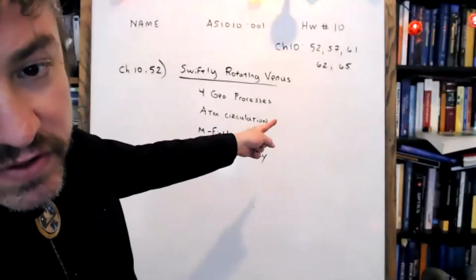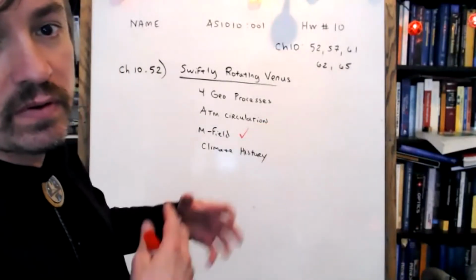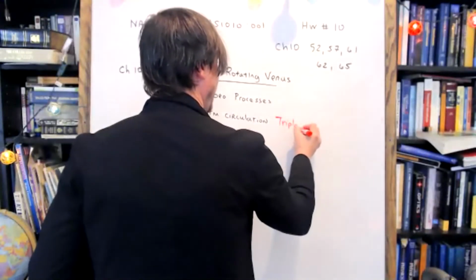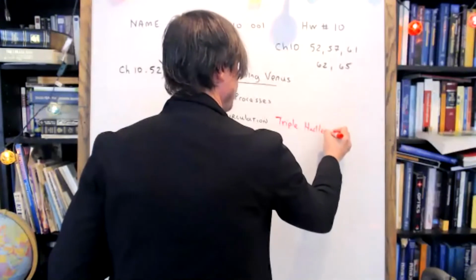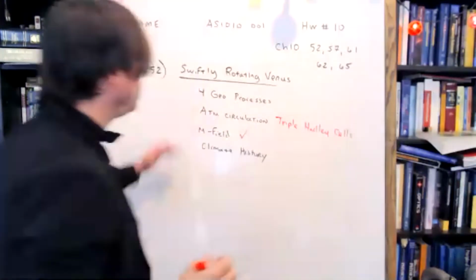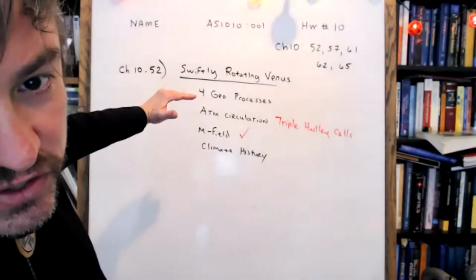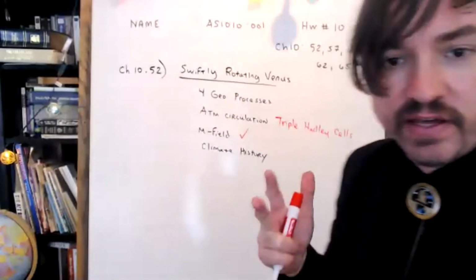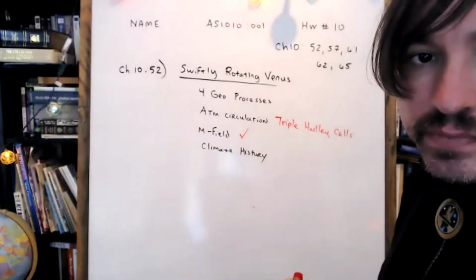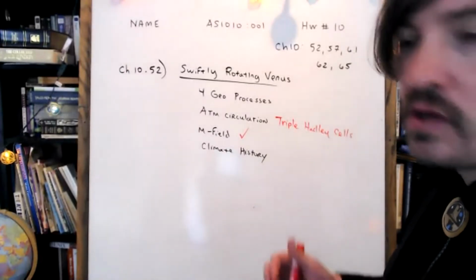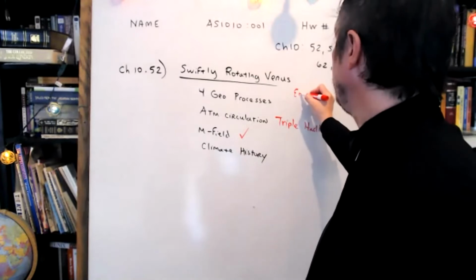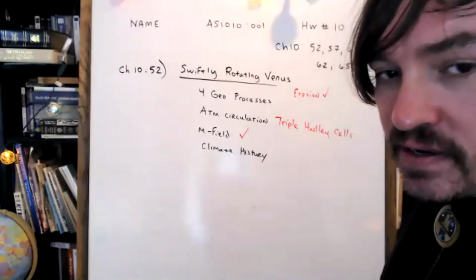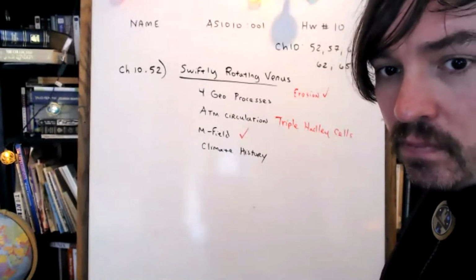How about the atmospheric circulation? It would break down into thirds, or what we call triple Hadley cells, right? Okay, now knowing your four geological processes, Jenna, from last class, let's go through our mind and think about which geological processes would be affected. Erosion, definitely, because we'd definitely activate some wind erosion. Would volcanism be affected? Yeah.